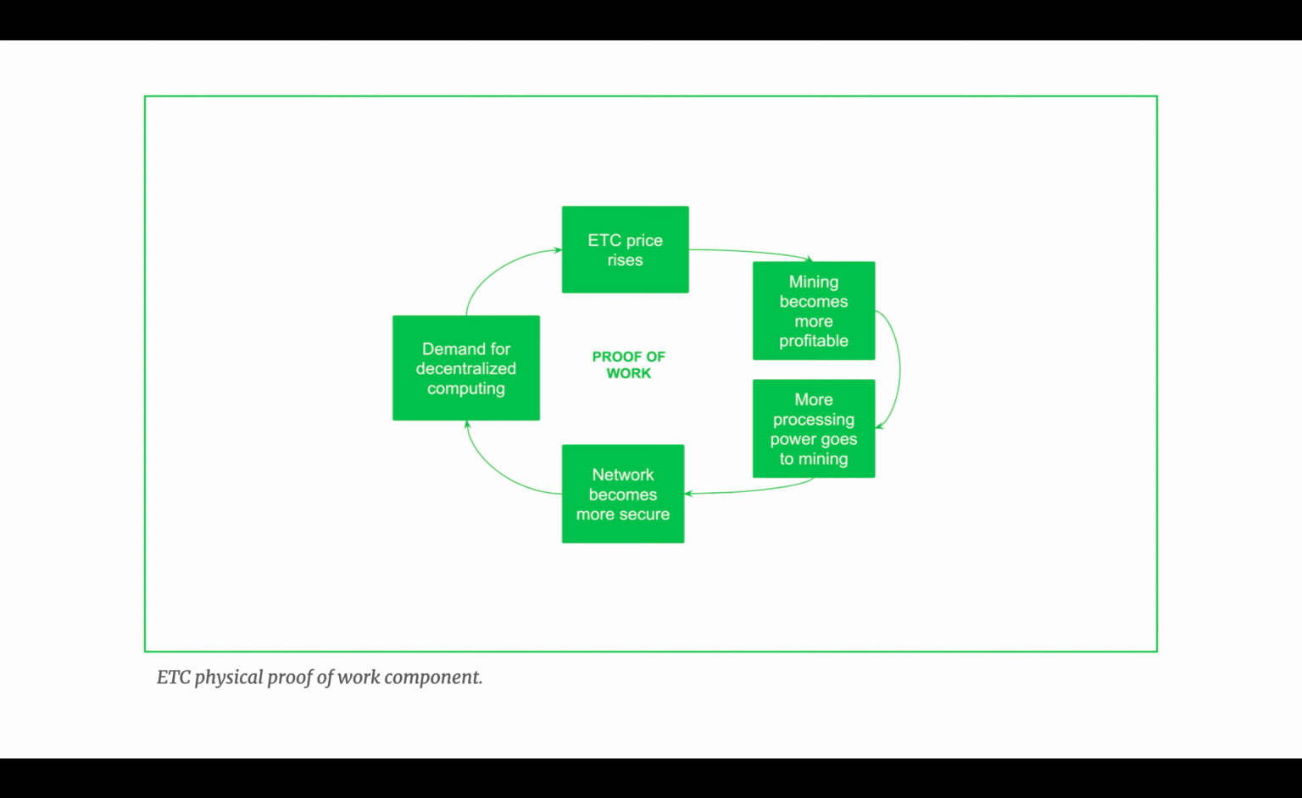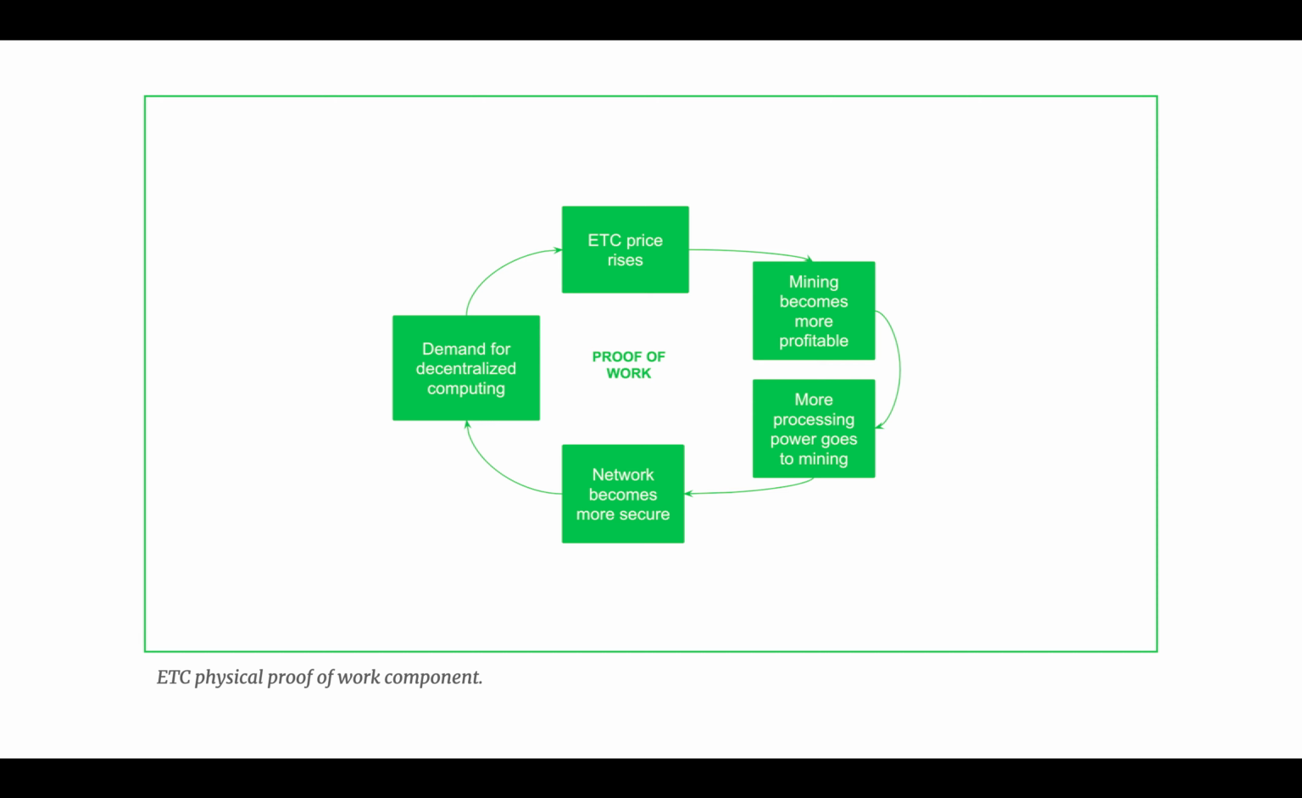1. Demand for decentralized computing. The term decentralized computing is a proxy for secure computing. This means that as Ethereum Classic becomes more secure, its service, decentralized computing for money, property, and agreements, becomes more valuable. As the demand for its service increases, then the demand for its native token, ETC, also increases. 2. ETC price rises. When demand for ETC increases, then its price rises in the market. The rising price of the native token is complemented and prompted by ETC's sound monetary policy.